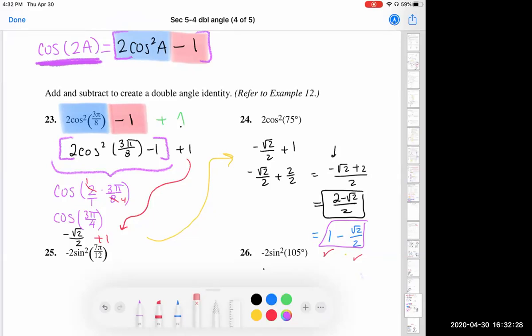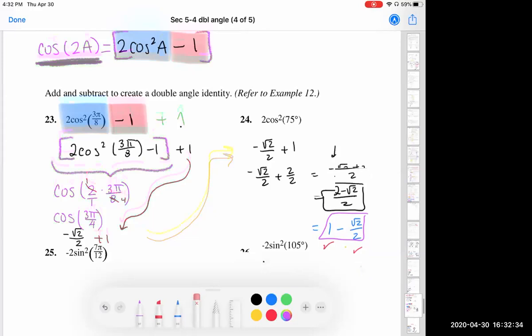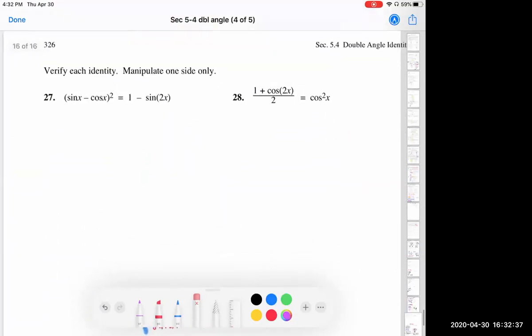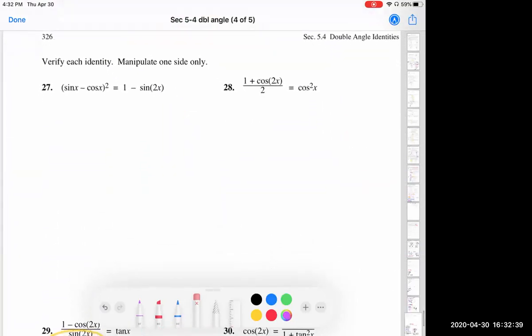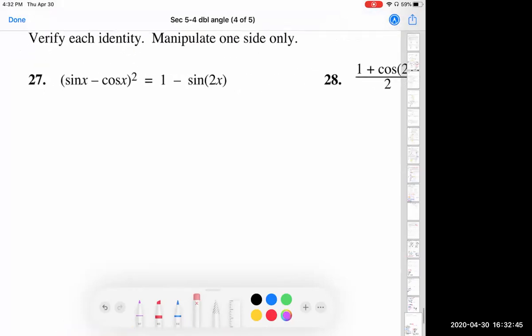All right. Are there any other questions for chapter 5? Number 27, please. 27? Yeah. Okay. Let's take a look at 27. Ooh, these proving ones. These are always so tricky. Verify each identity. Manipulate one side only.